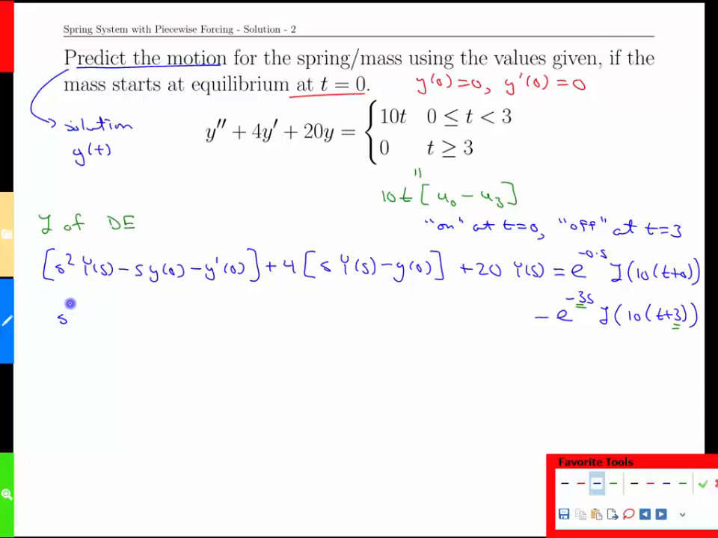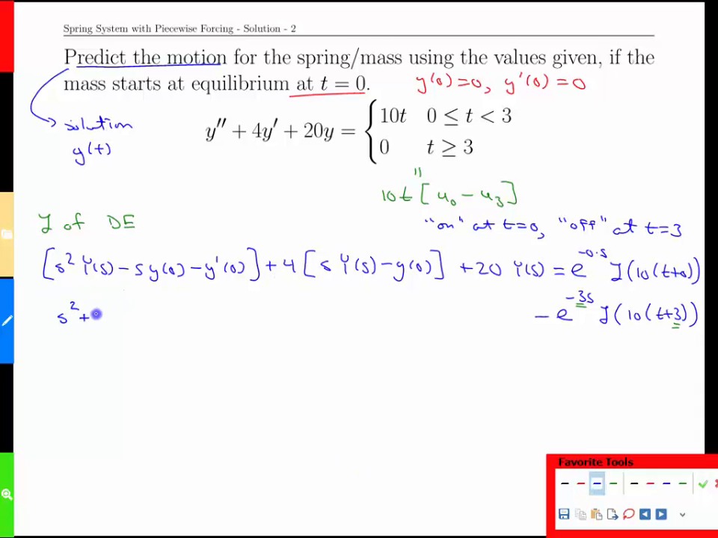So we simply get s squared plus 4s plus 20 times Y of s on the left-hand side. And again, notice we should get the same polynomial that we had here if we'd done the characteristic equation. The right-hand side is where the complications arise here. e to the 0s is okay, it's just 1. The transform of 10t is 10 times 1 over s squared.